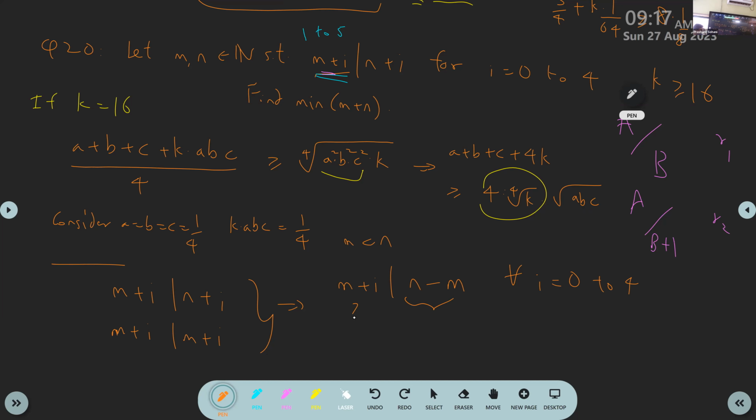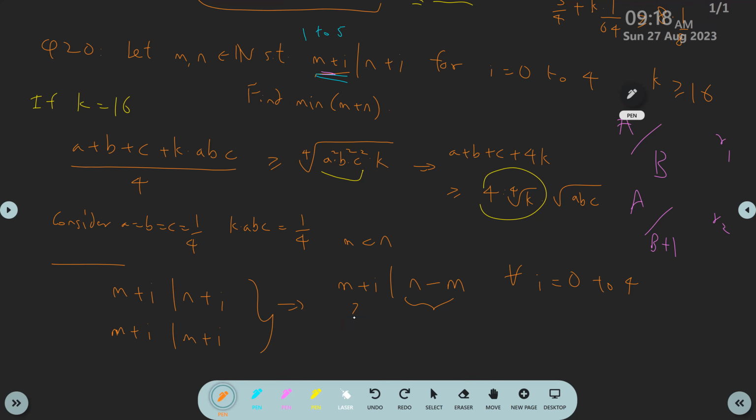Raghav, how do we proceed from this? So basically, since you have 5 consecutive numbers which are dividing n minus m, n minus m has to be a multiple of 60. It has to be a multiple of 6. Why? Because in five consecutive numbers, one of them would be divisible by 4, one of them would be divisible by 3, and one of them would be divisible by 5. Yes, correct. Sorry, sir, 6? No, it has to be a multiple of 60. Okay, got it.